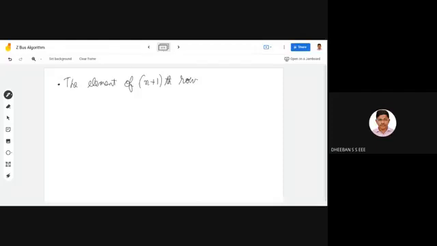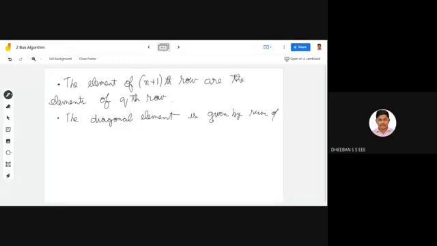Or the elements of qth row. Okay, so here the diagonal element is given by the sum of ZQQ and ZB. Okay, so this is what regarding this thing. Now we are moving to the third part.